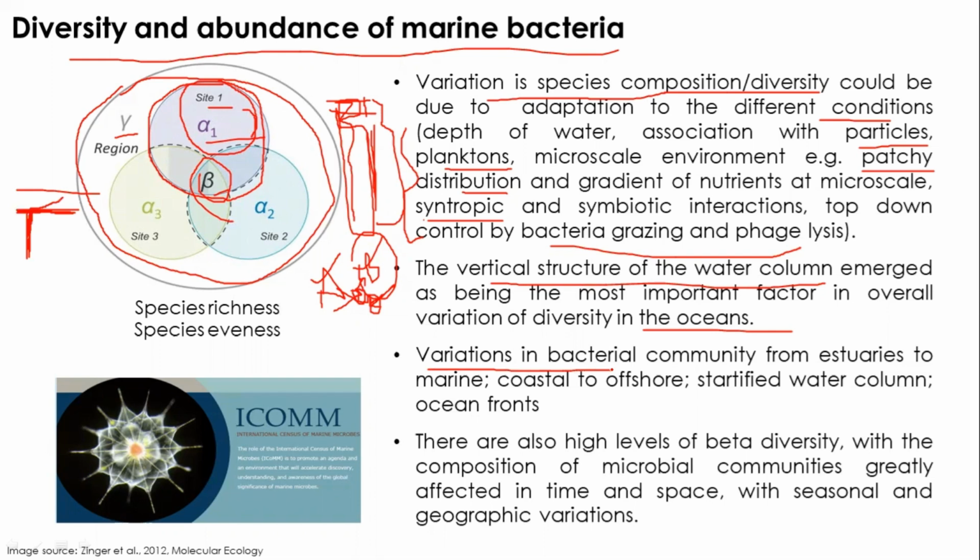Okay. Now also, beta diversity varies. How can you see it? In this way: if there is a site 1 and site 2, and site 1 is, let's say, an estuary, and site 2 is marine.